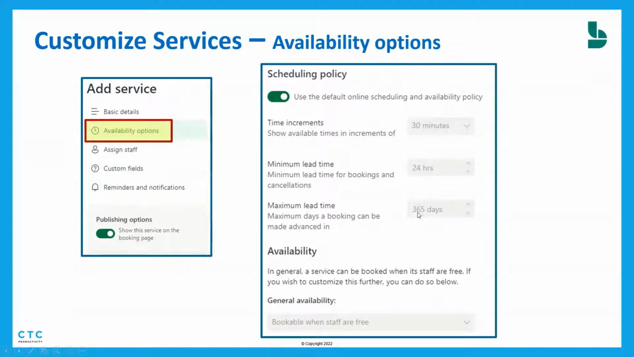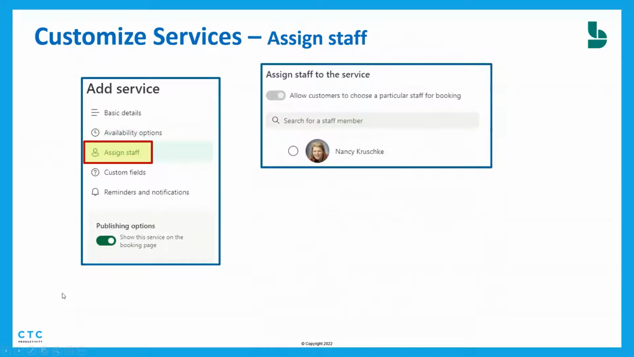I decided for me personally, I don't want 365 days. They get a 30-day calendar view. I don't want somebody going and scheduling something a year from now, and I'm like, what? Where'd that come from? If you have multiple staff, you can choose staff.